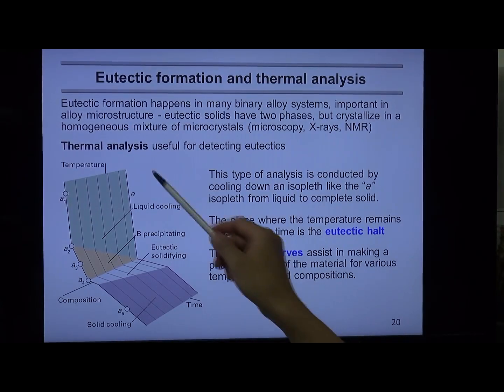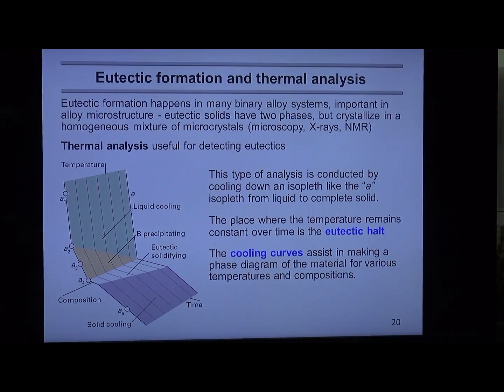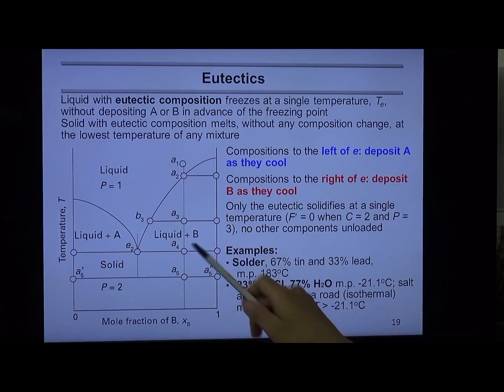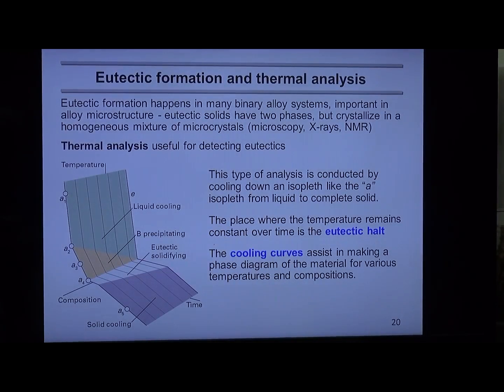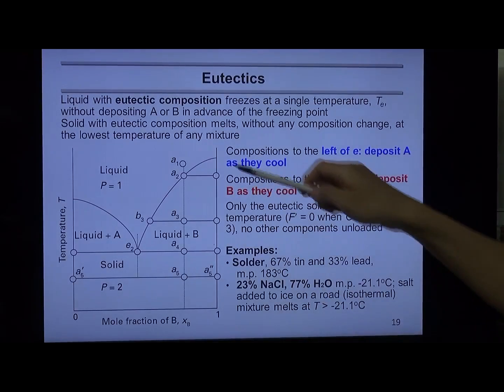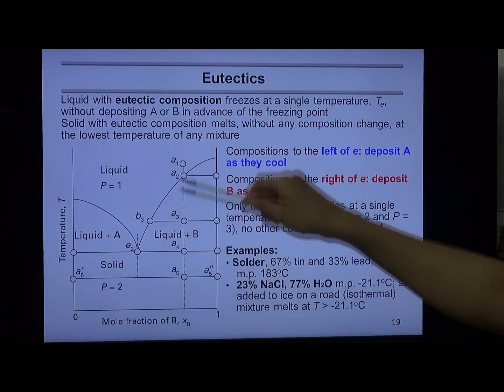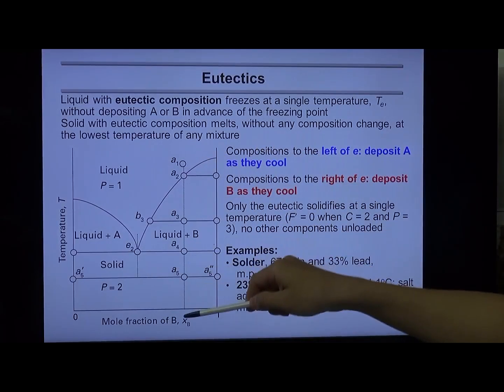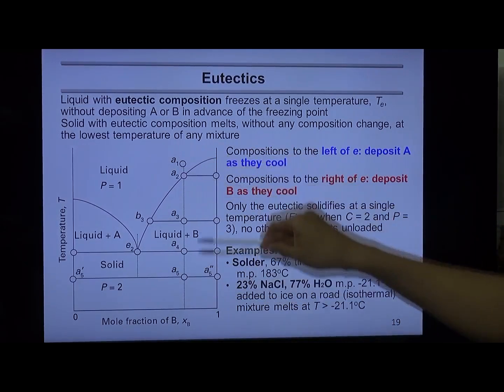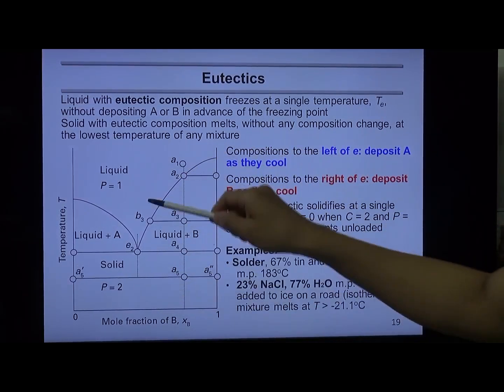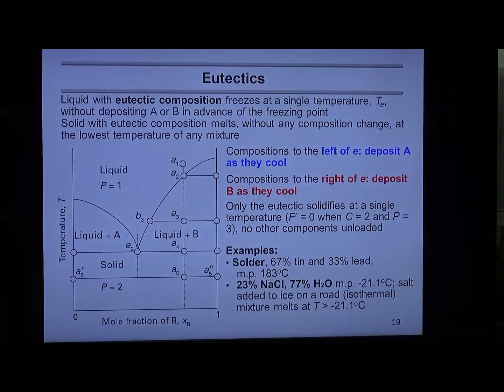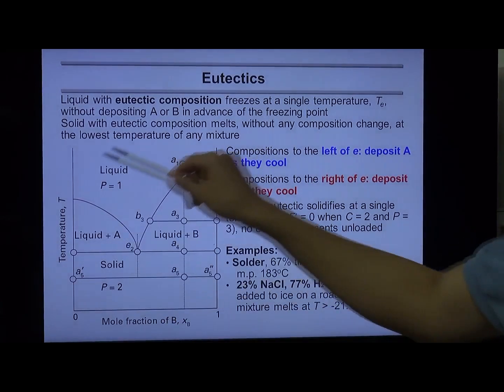And usually, thermal analysis is used to build the eutectic phase diagram, as you saw here. To make this kind of phase diagram, we usually do thermal analysis. What it means is that we just change the temperature at a certain composition. Here, here, here, here, something like that. We do it repeatedly, and we can build this kind of phase diagram.